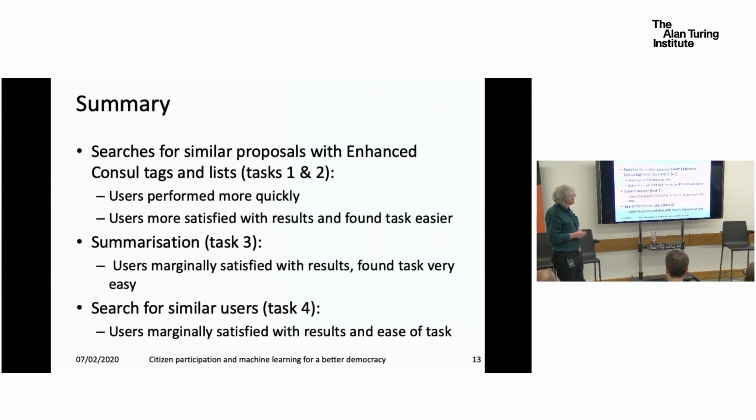So, in summary, searches of similar proposals with enhanced Consul and tags and lists, that's tasks 1 and 2. Users perform more quickly, users more satisfied with the results and found the task easier. And we found statistically significant and robust results pointing to the improved performance with the enhanced version over the current version. Summarization, users marginally satisfied with the results but found the task generally quite easy. And search for similar users, users marginally satisfied with results and ease of task.